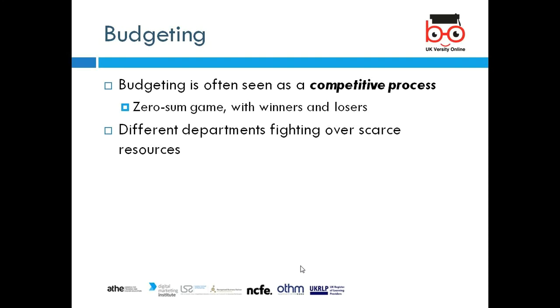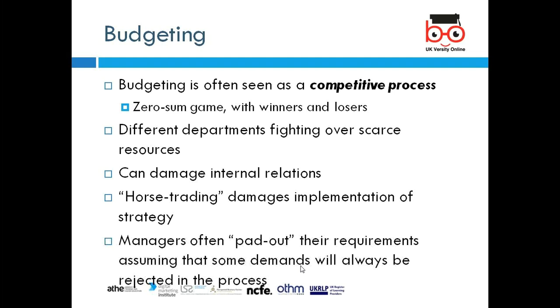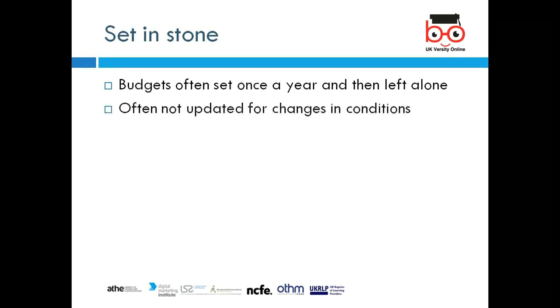Management itself is defined as a process of designing an environment to achieve pre-selected objectives. Whatever objective we have selected, we can achieve. Scarce resources we need to make sure of, as internal relations sometimes suffer due to horse trading, which damages implementation strategies. Managers often cut their requirements, assuming that some demands will always be rejected. So that can be a problem.